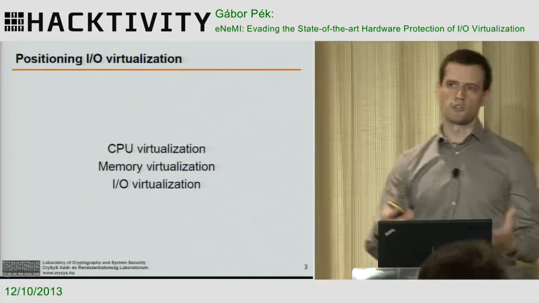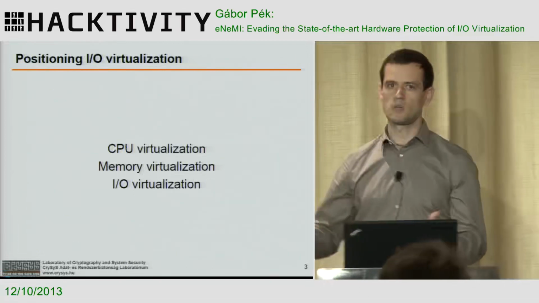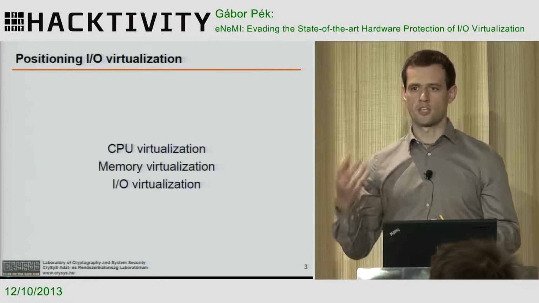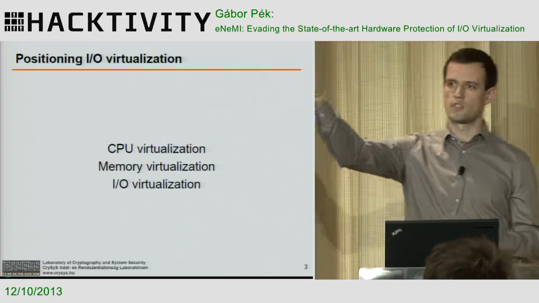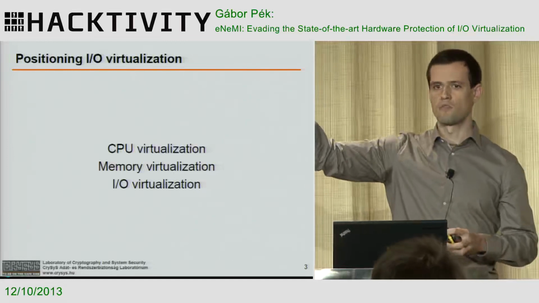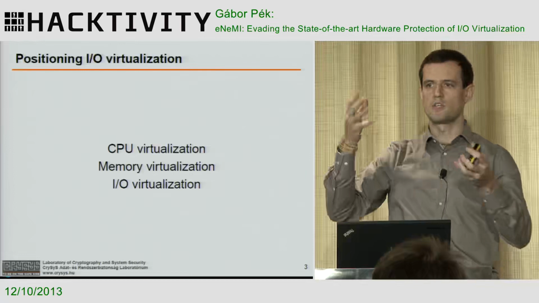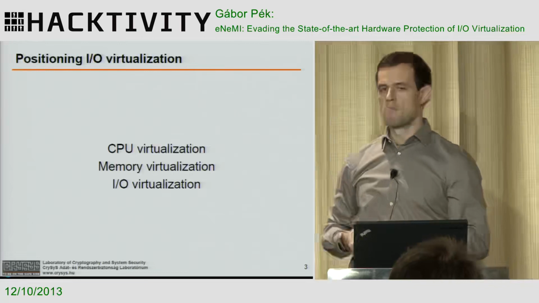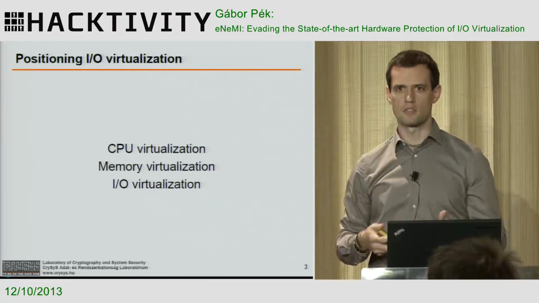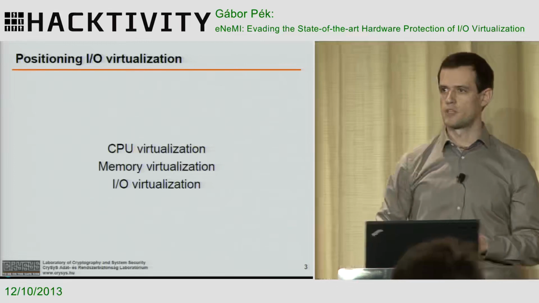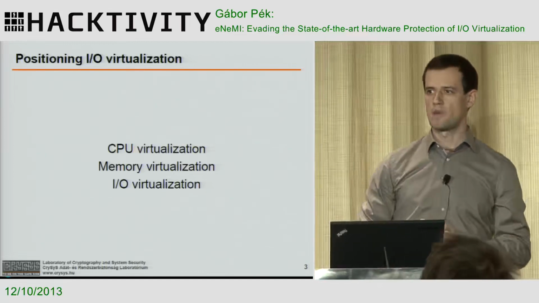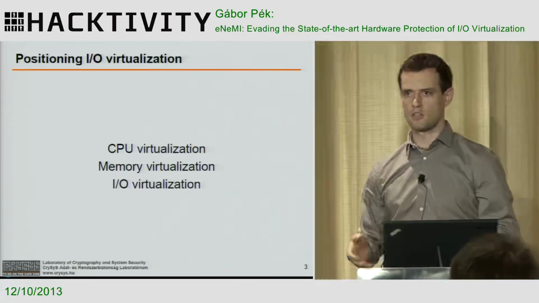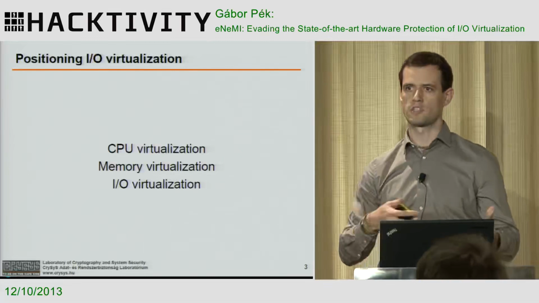First, we need to position I/O virtualization. We know that there is CPU virtualization, memory virtualization, and I/O virtualization. CPU virtualization is when you expose computing resources to a VM by means of a virtual CPU, and this VM uses the computing resources to do computations in an isolated environment. Memory virtualization is really similar. However, you expose the memory resources to the specified VM by different methods. One such method is called shadow page tables.